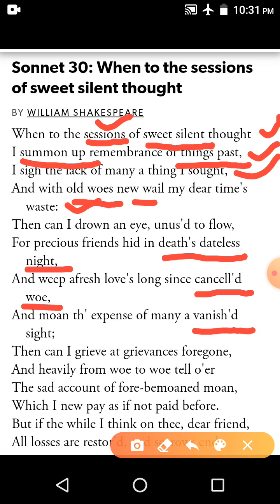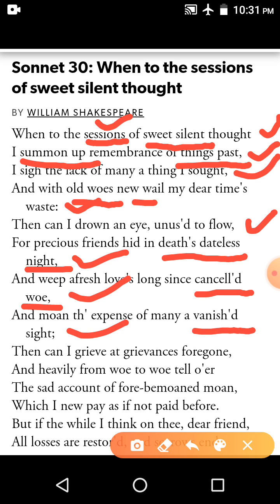Okay, so the rhyme scheme for the second quatrain is flow, night, woe, sight. A, B, A, B was the rhyme scheme for the first quatrain. For the second quatrain, we have C, D, C, D. Now come to our third quatrain.